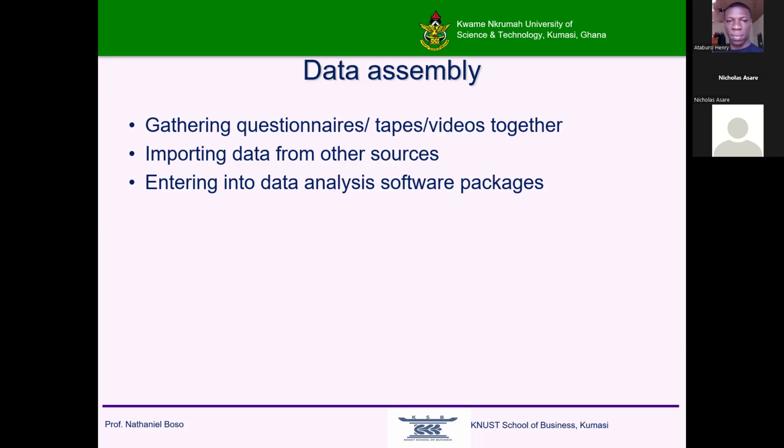If it's qualitative data analysis software, how you organize your audio files, your video files, and your transcriptions for the software to organize them for interpretation and analysis is also part of data assembly.